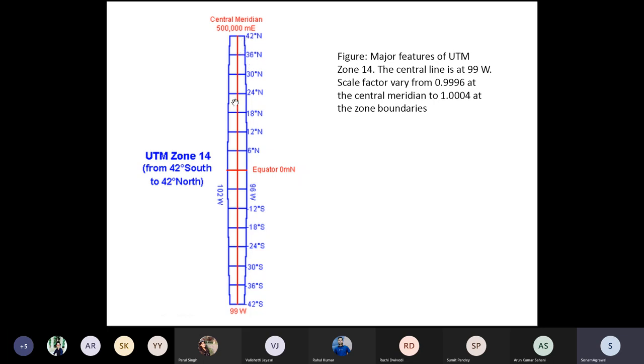The scale will not be constant in this whole zone. In the 6-degree zone, this is one of the zones which is extracted. So this zone number 14 shows that the scale will not be constant throughout the zone. It will vary. And what will be the variation? It will be 0.996 at the central meridian. And if you are at the outer zone boundaries, 102 degrees west or 96 degrees west, it will be 1.004. So scale will vary slightly in this whole zone as you move away from the central meridian.